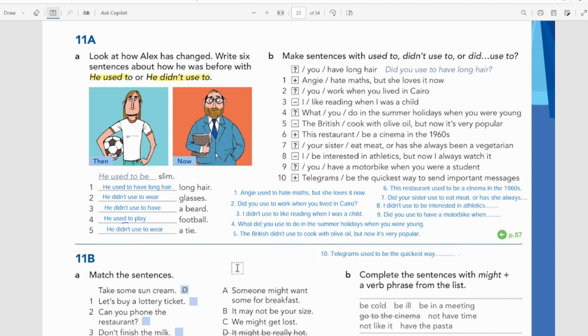So 11A is done: how to use used to, and the exercises. Now we're going to move to 11B to work on it. Let's do it.